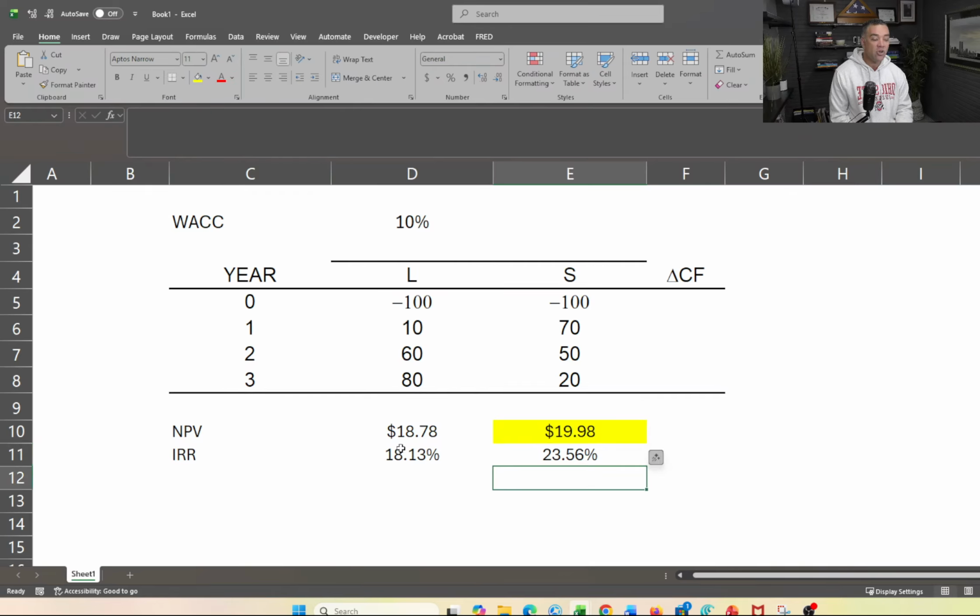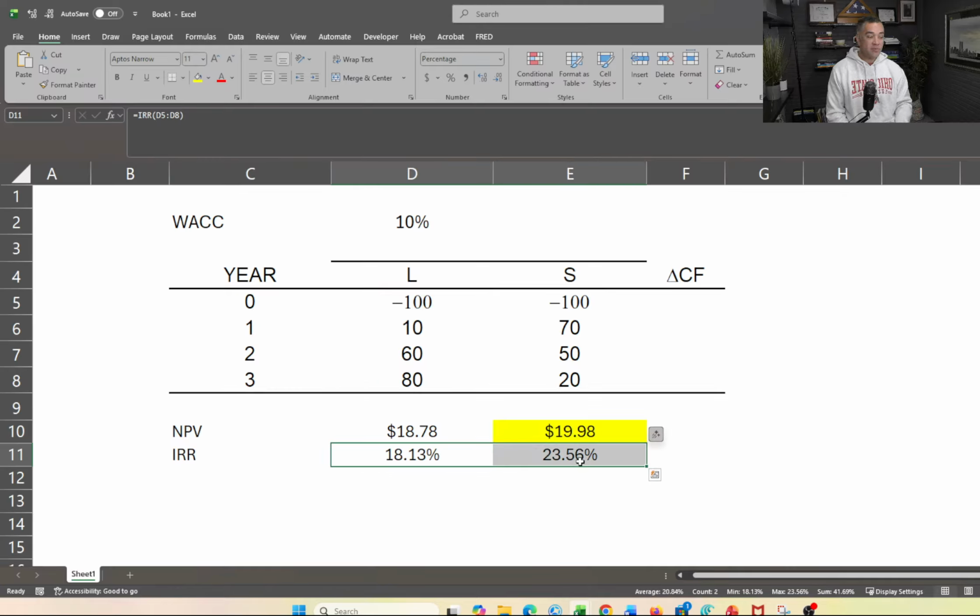So how do you know if you would choose the IRR? If the IRR is greater than the WACC, that means we got a positive net present value. So you see the WACC is 10%. Our internal rate of return is higher than that. That means we're making money, and we are making money, right? That's all it means.